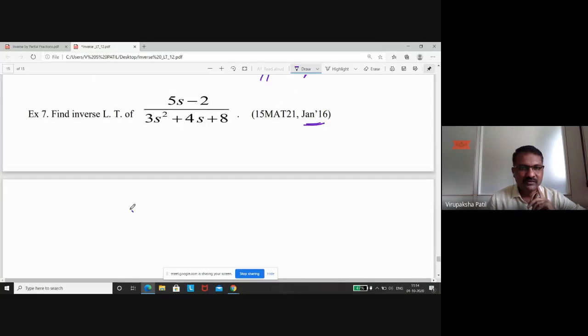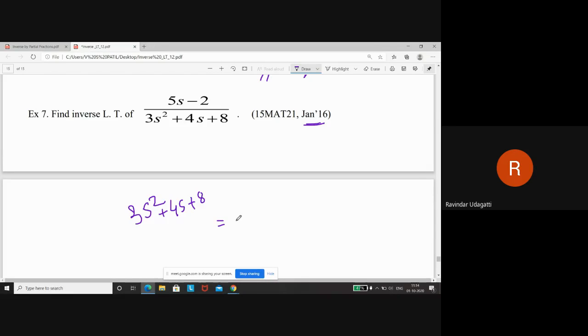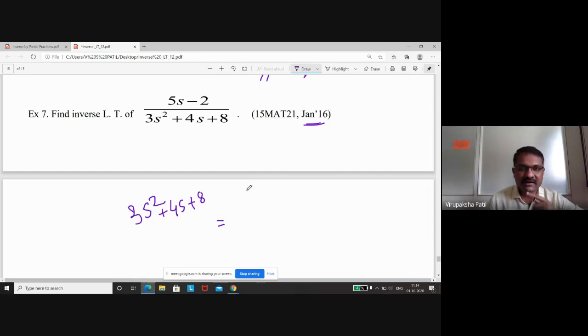Now I will give one hint here. This example is homework, please keep it in mind. 3s square plus 4s plus 8 is there. How are you going to make it a perfect square? Root 3s whole square, that is one technique. If you feel difficulty in the other method I told, first you take 3 common. If you take 3 common, what will you get? You will get s square. Root 3, that method only we will take here. That is an easier technique I will tell you.